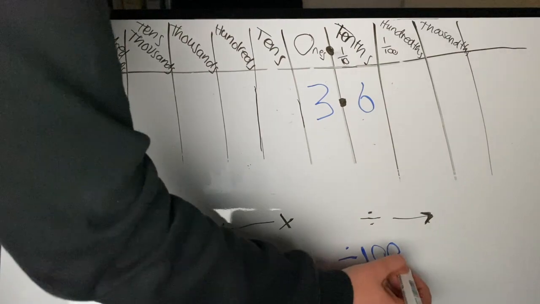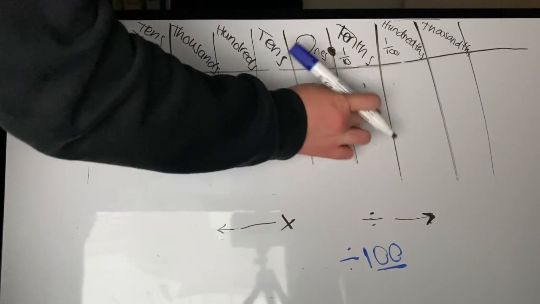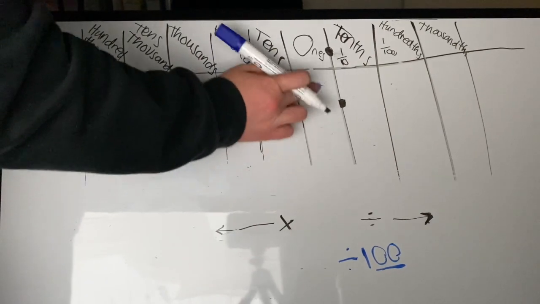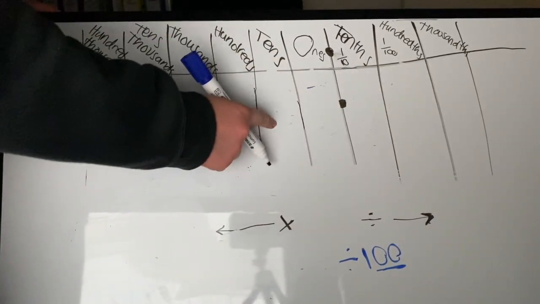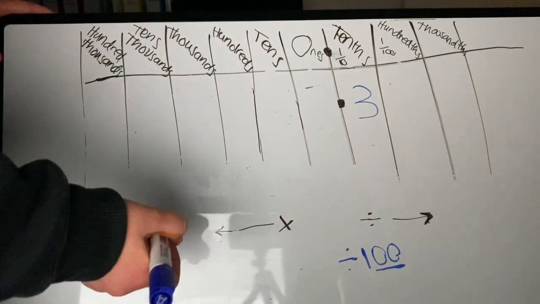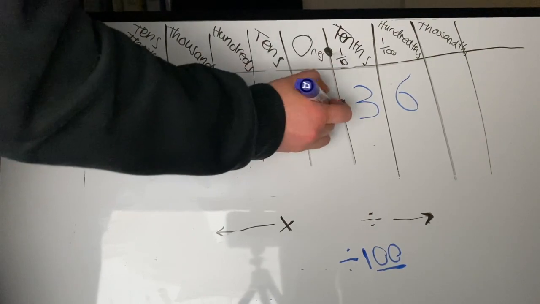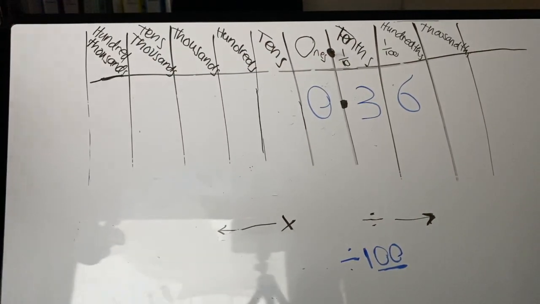If I was to divide that number that we started with, 36, by 100, I'd need to move the digits 2 place value columns from where they started. So 3 tens would become 3 tenths. 6 ones would become 6 hundredths. And I'd use a 0 here to represent 0.36, which is 100 times smaller than 36.